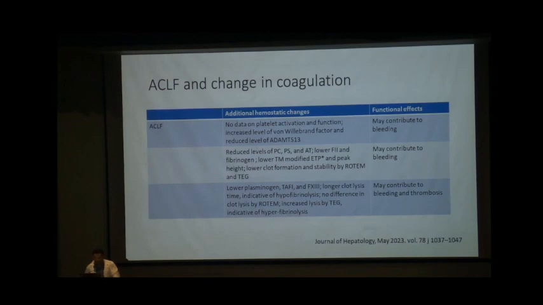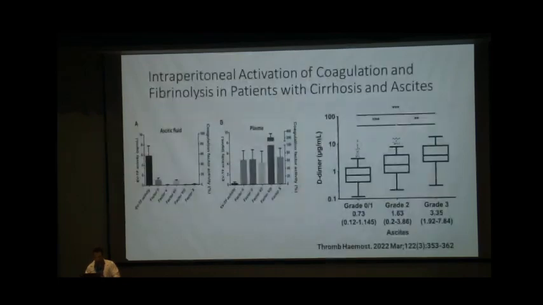There is a lower plasminogen level, there is lower thrombin activatable fibrinolysis inhibitor and lower factor 13, and a longer clot lysis time indicative of hypofibrinolysis, and increased lysis, which is noted on TEG, indicative of hyperfibrinolysis. So it may contribute both to bleeding and thrombosis.